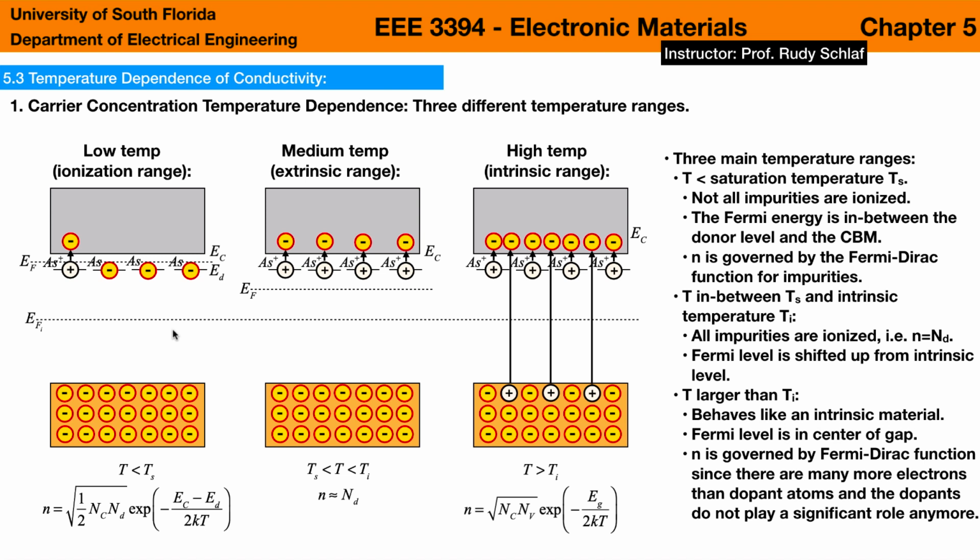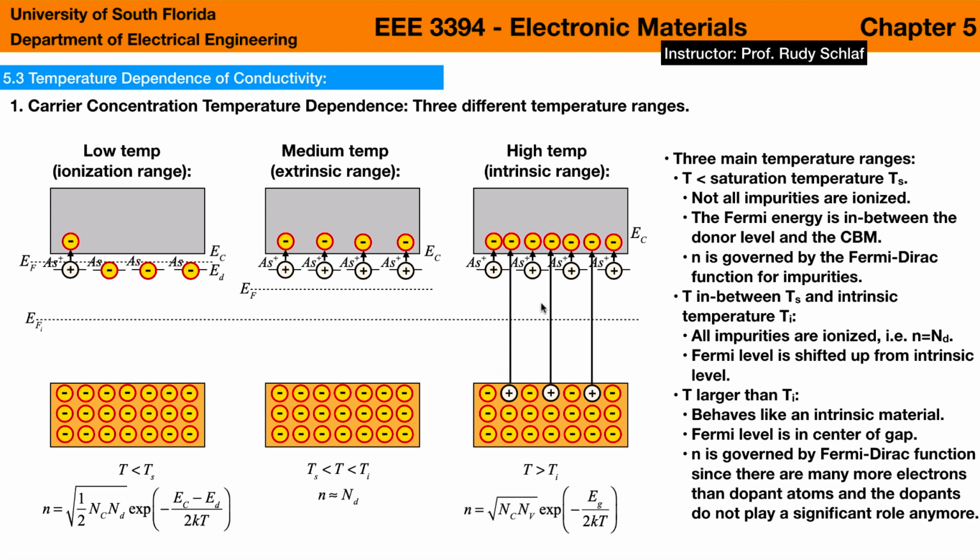At low temperatures, the so-called ionization range, not all of the donors are ionized, and so as the temperature goes up, more and more electrons make it into the conduction band, and then at some point all the donors are ionized. And at that point we go into the medium temperature range, which is called the extrinsic range. So this is the situation that we assumed on all the previous slides about the extrinsic semiconductor. That's when all of the donors are ionized and we have essentially a constant electron concentration in the conduction band.